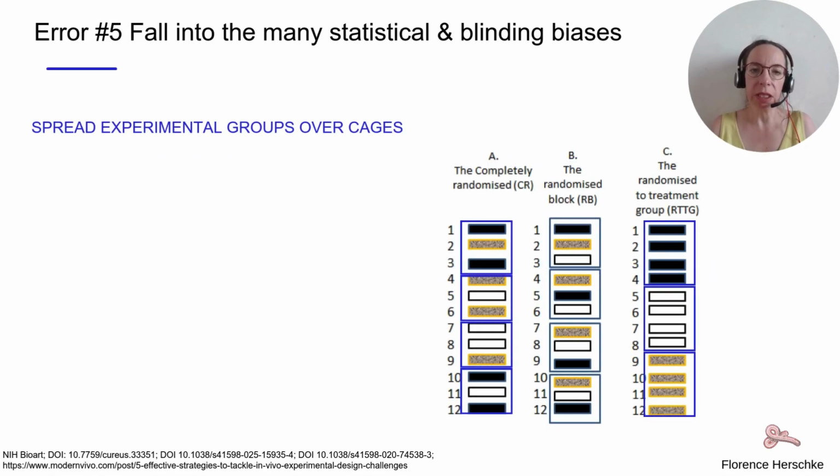Next, spread the experimental groups over the different animals in the cages. Don't use C. So in the example on the right, there are 4 animals receiving 3 different treatments: the black, the white, and the yellow. In the randomized to treatment group design, the animals in the first cage are all receiving the black treatment. The animals in the second cage are all receiving the white treatment, and the animals in the third cage are all receiving the yellow treatment. There might be a huge cage bias on the results.